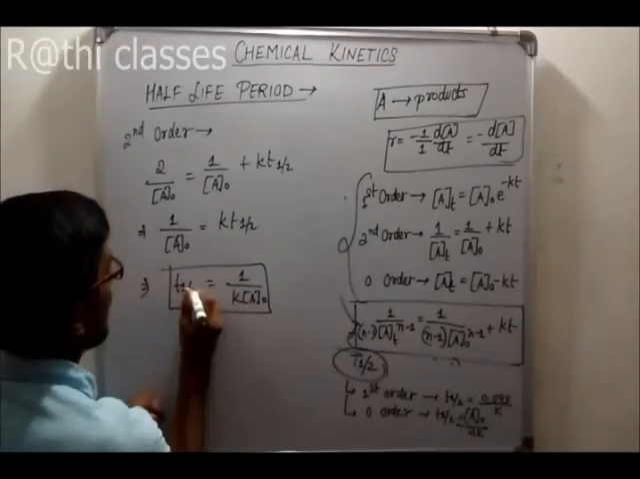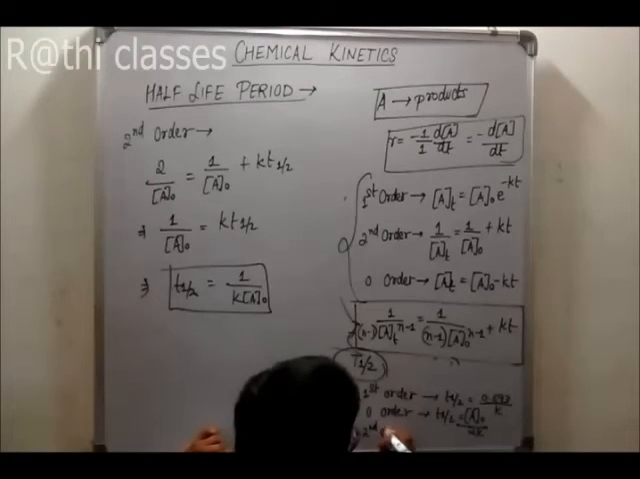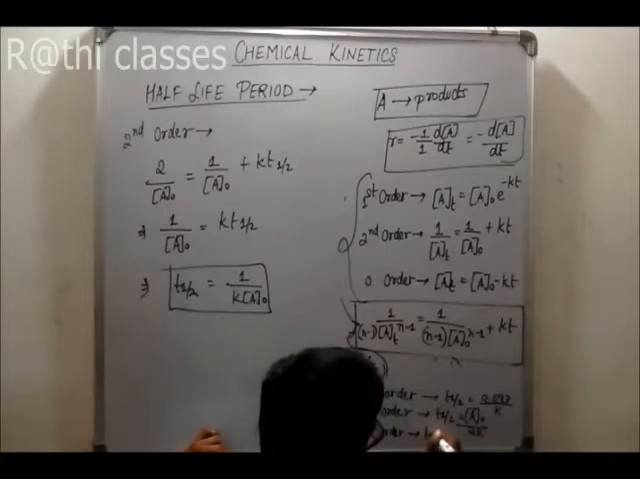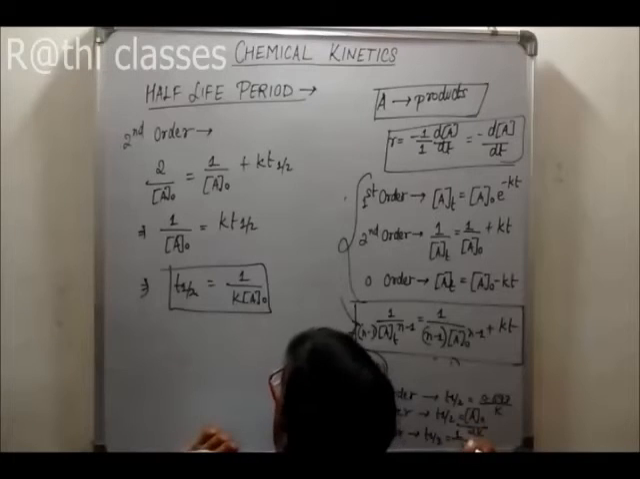So this is the value of half-life period for the second order reaction. For the second order reaction, T half is equal to 1 upon Ka naught.